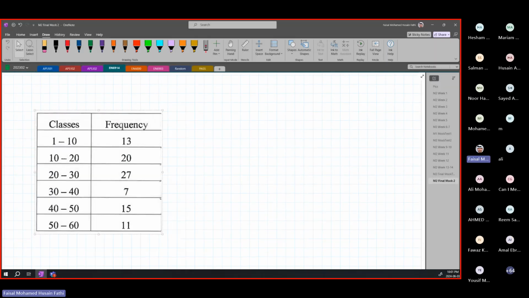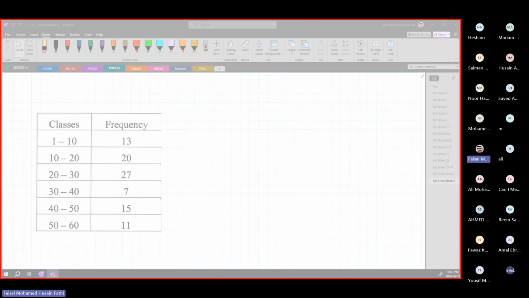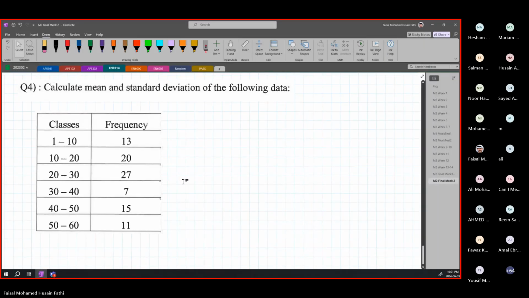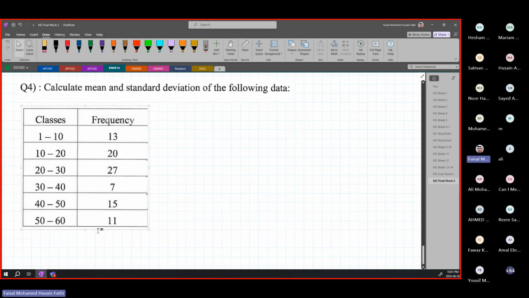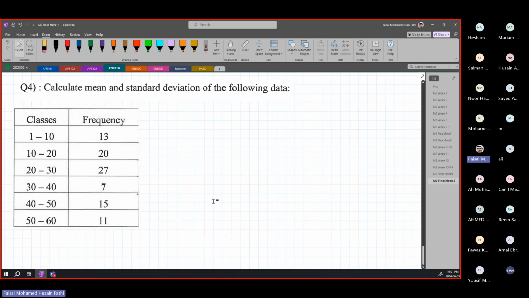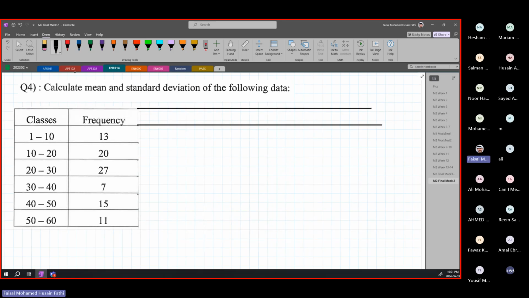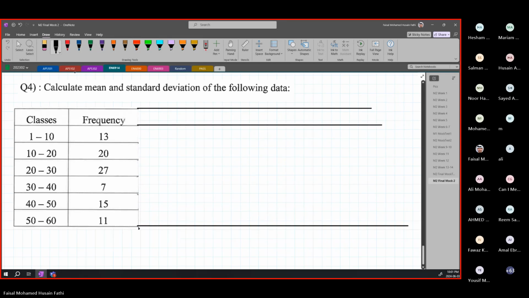which is classes and frequencies. And the question was, calculate the mean and the standard deviation using the following data. Again, when you have a class, all you're going to do is extend the table. Just going to be putting a few lines. I'm not going to put lines everywhere. Here, and at the end.